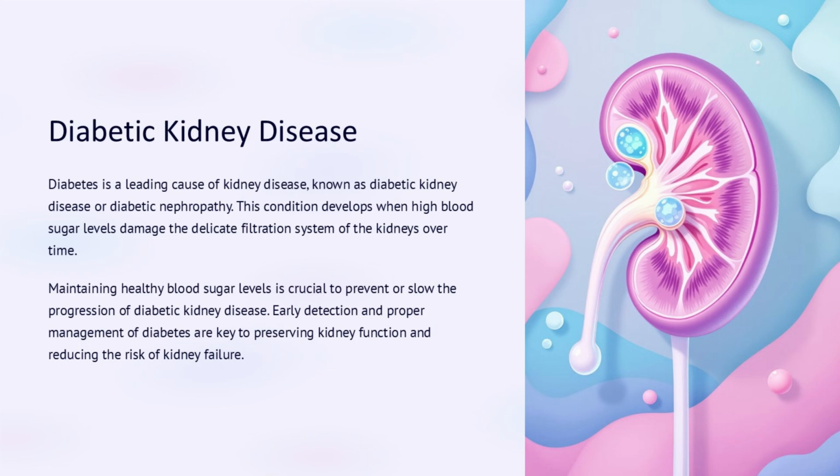Diabetes is a major cause of kidney disease, known as diabetic kidney disease or diabetic nephropathy. This condition develops when high blood sugar levels damage the delicate filtration system of the kidneys over time. Maintaining healthy blood sugar levels is crucial to prevent or slow the progression of this disease. Early detection and proper management of diabetes are key to preserving kidney function and reducing the risk of kidney failure. The image on the right shows the effects of diabetic nephropathy, with damaged glomeruli and tubules in the kidney.